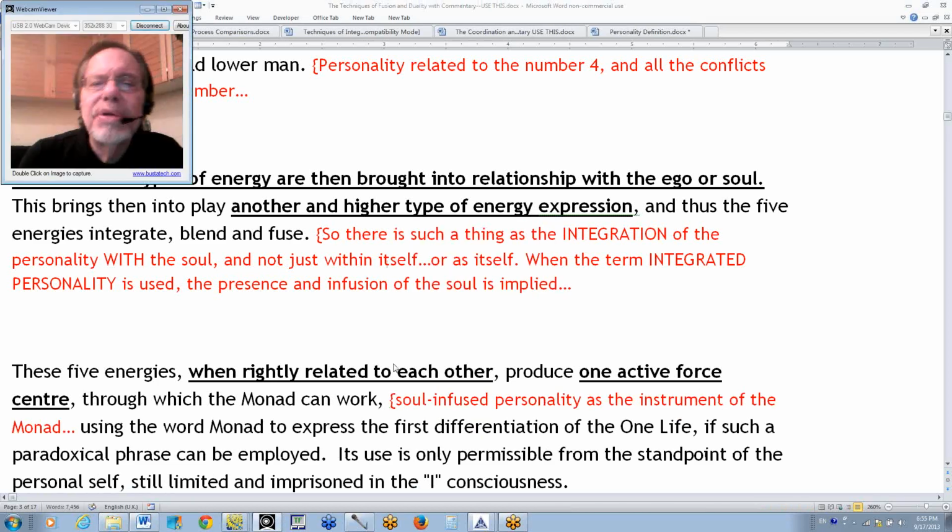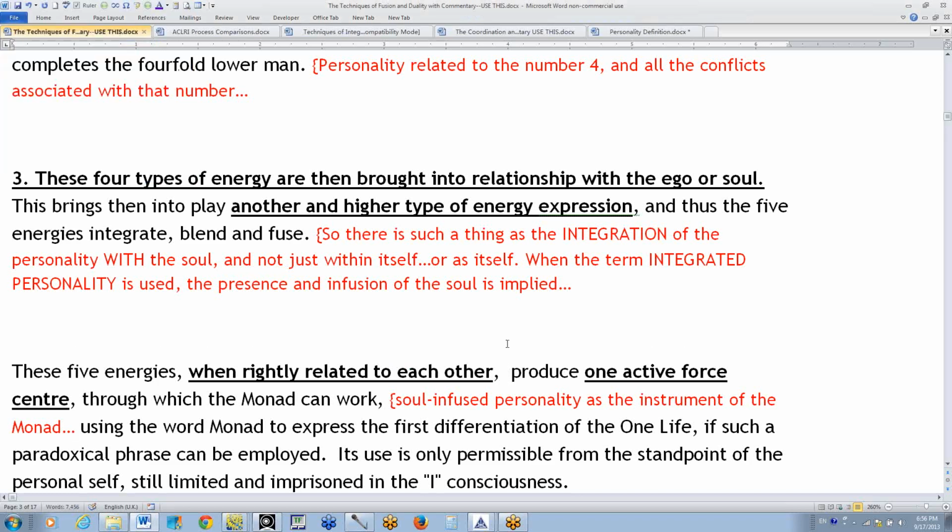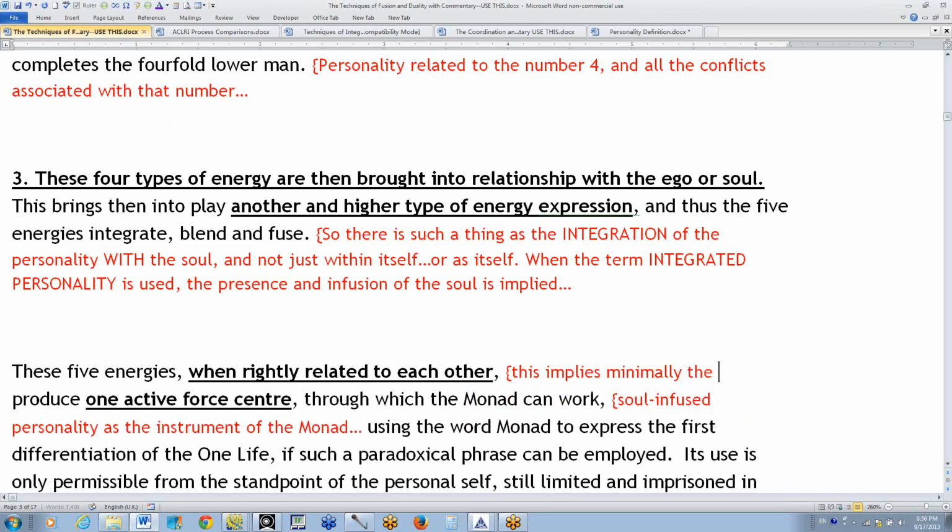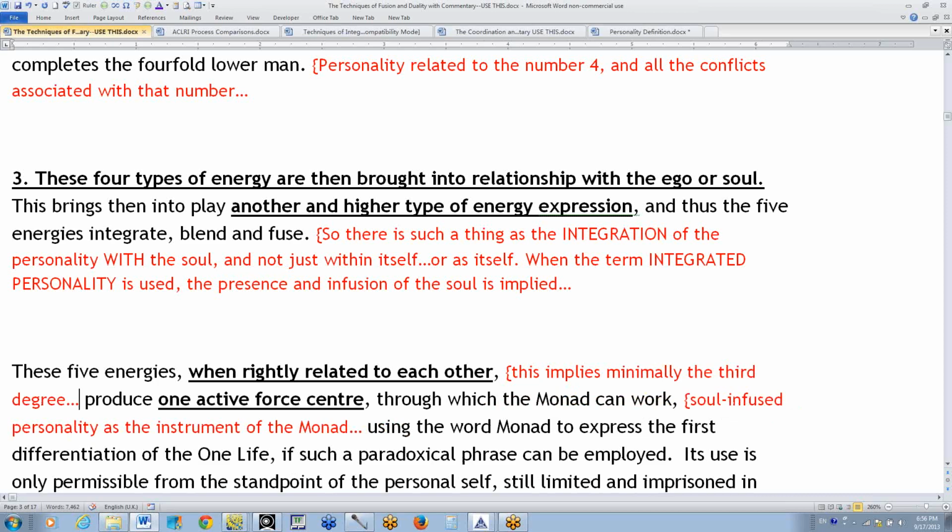We can pause and question, are we that? Is there any way that pure being, this great and higher sacrificial center, can work through our spiritualized, soul-integrated personality? So when rightly related to each other, and I suppose this really implies minimally the third degree, produce one active force center.